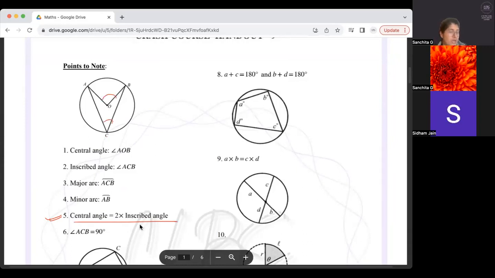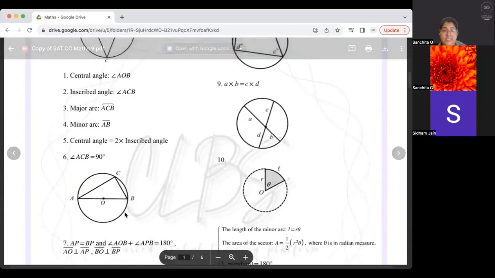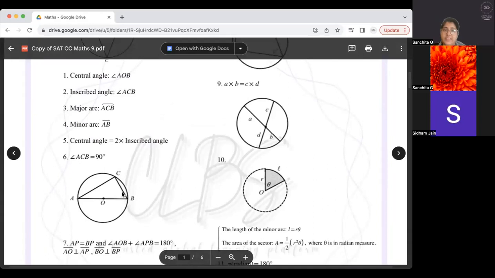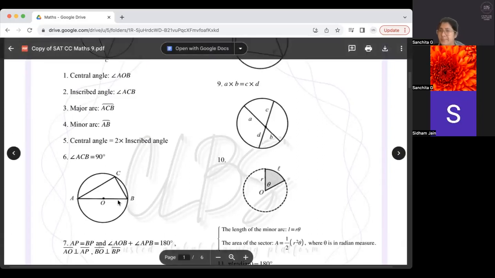So suppose I have this as x. This becomes 2x, central angle. Got it? Inscribed angle x, central angle 2x. Clear? Now, next is, if you have a circle and a triangle where one of the sides of the triangle cuts the circle into 2 equal parts, that is a semicircle. It's basically the diameter.